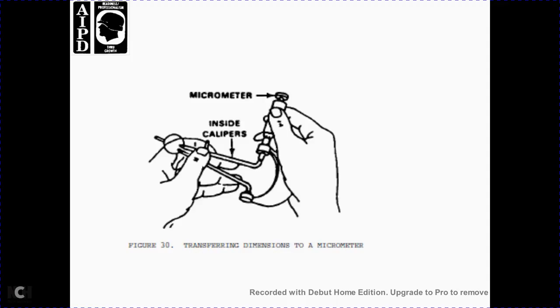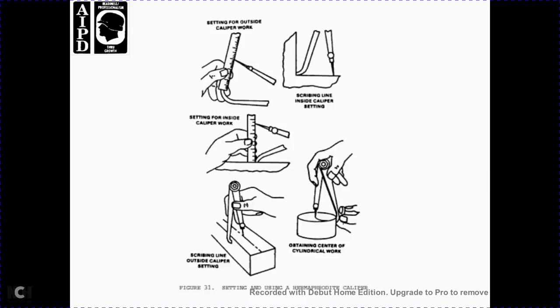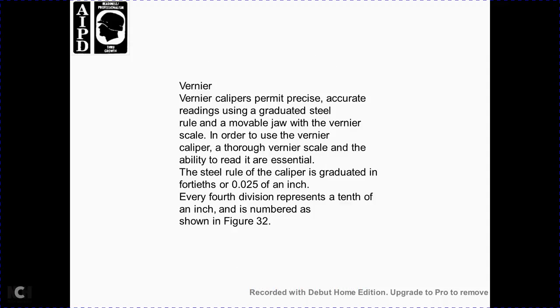Figure 30 shows that the micrometer can be used to transfer the dimension from the inside spring caliper. Micrometer inside calipers transfer the dimension to the micrometer. Hermaphrodite calipers adjust for the segment of the outside or inside calipers, depending on the position used, as in Figure 31. Figure 31 shows setting the hermaphrodite caliper to the work, describing the line with the inside of the caliper setting, setting the inside of the caliper to the work, and describing the outside of the caliper setting, obtaining the center of the cylindrical work.